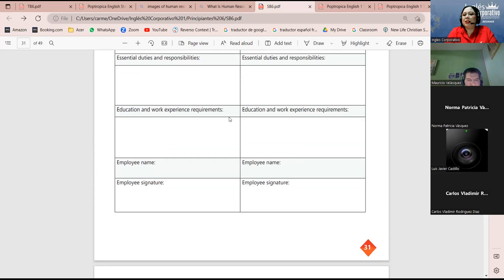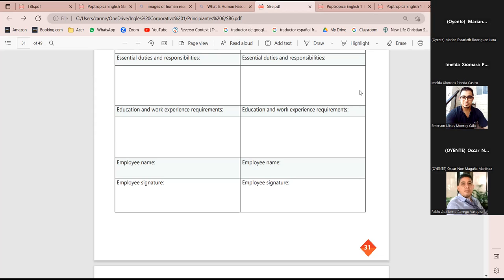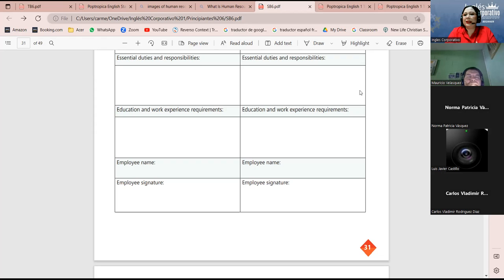Luego, education and work experience requirements. Aquí va todo lo que se requiere como los diplomas, títulos, cursos técnicos que debe de tener este candidato, la preparación que se requiere para ese puesto de trabajo. So, education and work experience requirements. Employee name. Ahí es cuando ya lo contratamos y luego aquí la firma del empleado. ¿Ok? Esos son dos formularios que los estaremos llenando, ¿sí? Los estaremos llenando después de tomar la asistencia, ¿ok?